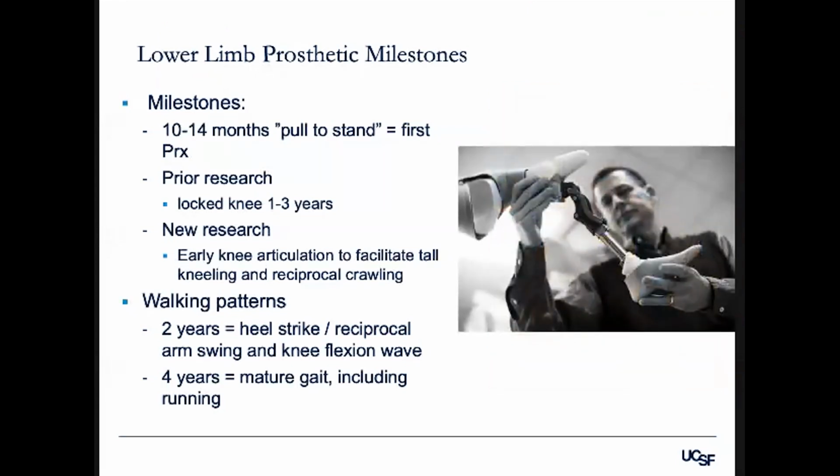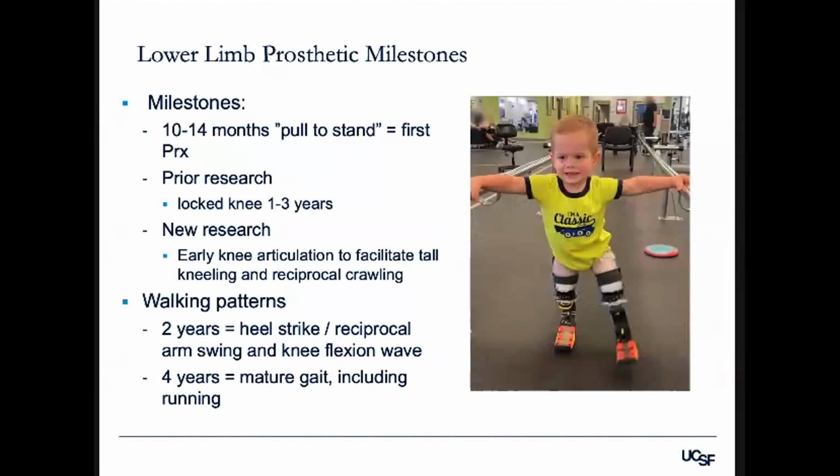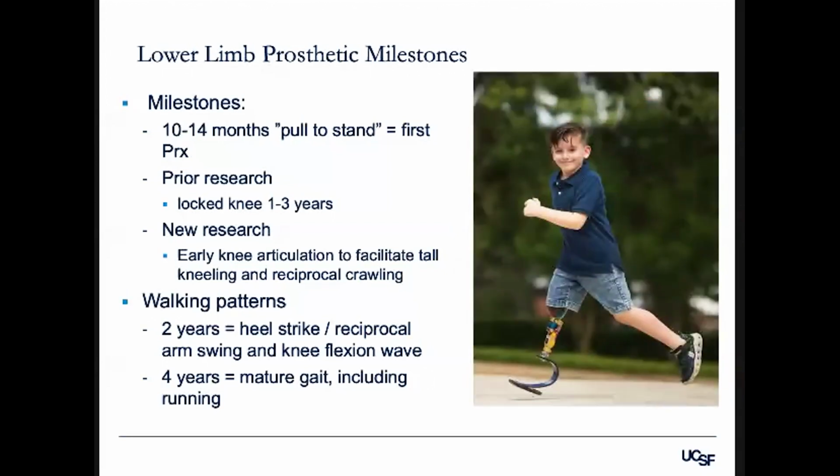But more contemporary research has actually demonstrated that early fitting of a prosthetic knee as the child pulls to a stand can actually provide significant advantages in early childhood development by allowing for kneeling, tall kneeling, and reciprocal crawling. So we're in the process of making that change in our practice at UCSF. And by age 2, most children walk with a heel strike, reciprocal arm swing, and a knee flexion wave. And then mature gait, including running, generally begins to appear around age 4.